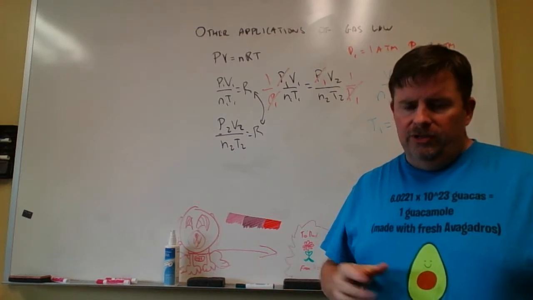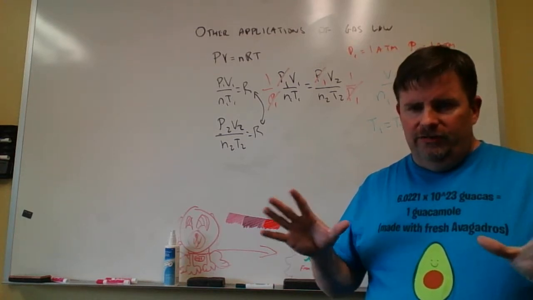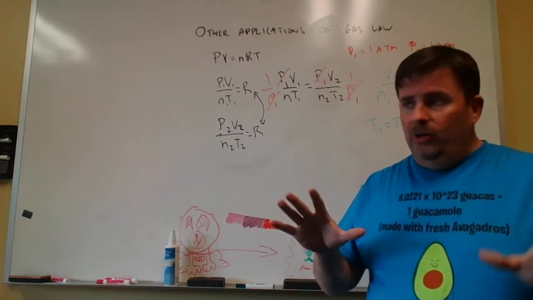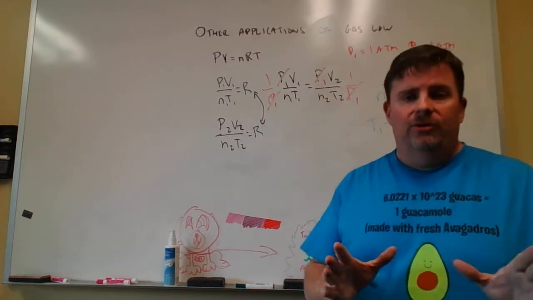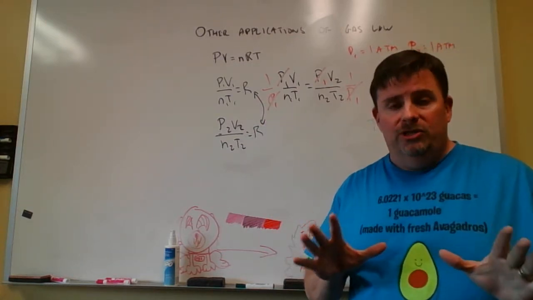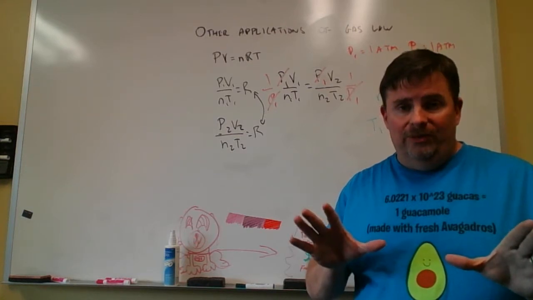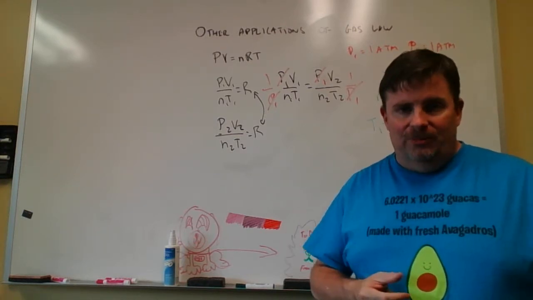So it's important to know that if I've got two different systems and they're both gases, I do have this R value that will allow them to be set equal to each other. And that allows for mathematical manipulation, which turns out to be true experimentally.